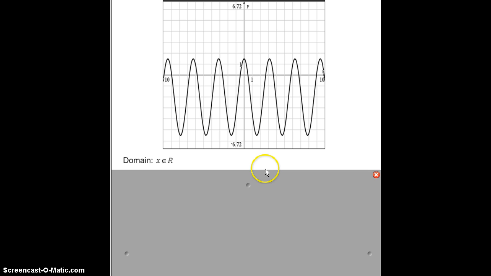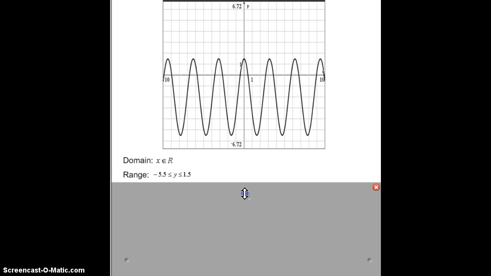The range of this function is that the y values are less than or equal to the y values of these points here, but greater than or equal to the y values of these points down here. So the range of this function is y is less than or equal to 1.5, but greater than or equal to negative 5.5.